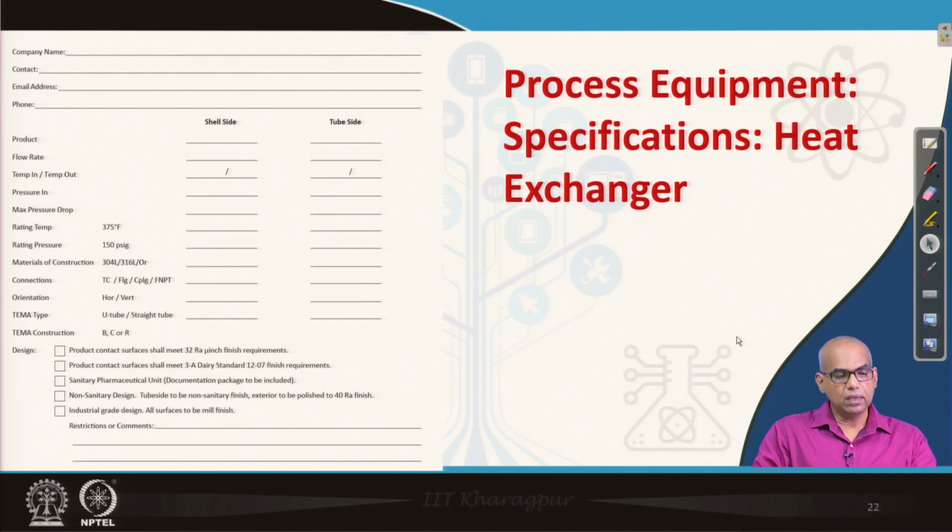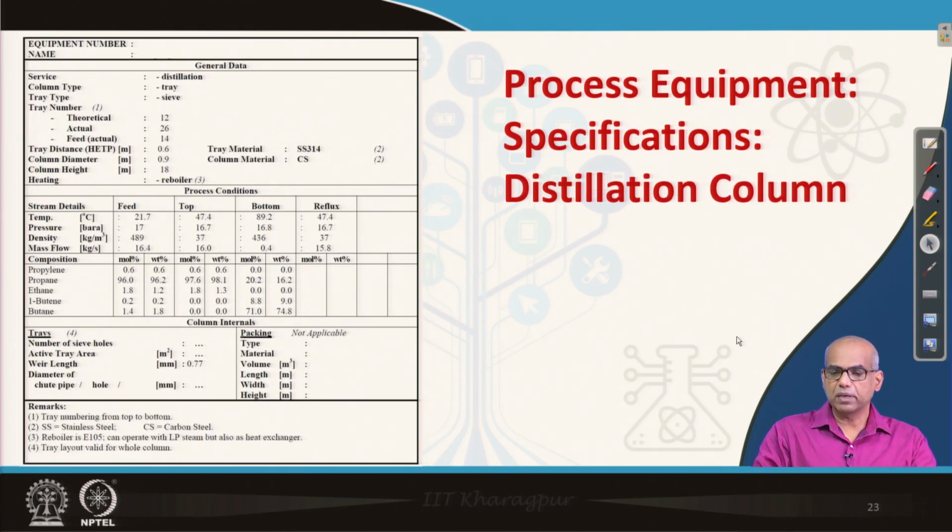So, this is a typical example of a specification sheet for a heat exchanger, and another specification sheet for a distillation column.